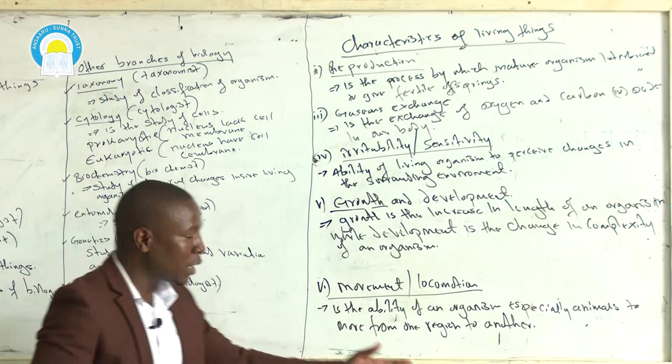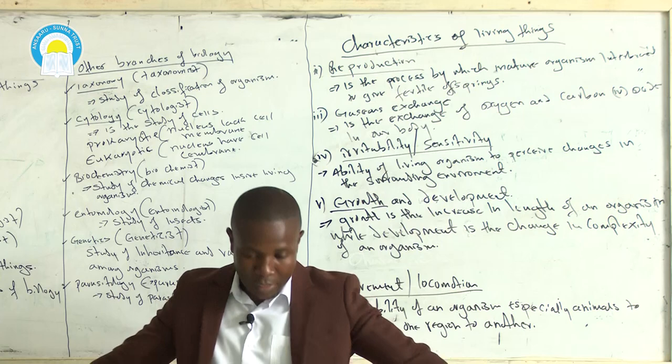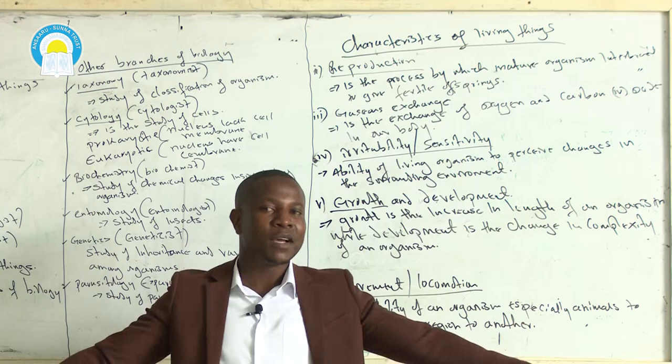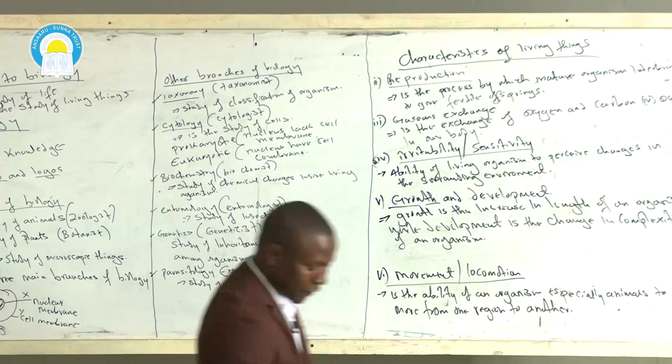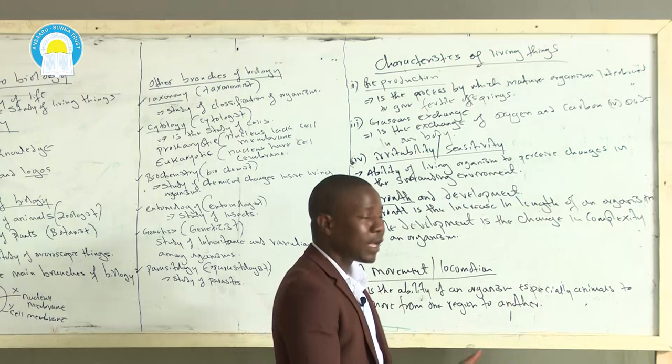When the plants move, they don't locomote. If this is a plant, it swings its branches like this. So the branches are swinging. We say that that's what you call movement. But locomotion is the change in position from one point to another point. E.g., animals locomote, but plants do not locomote. Plants move, but animals locomote.